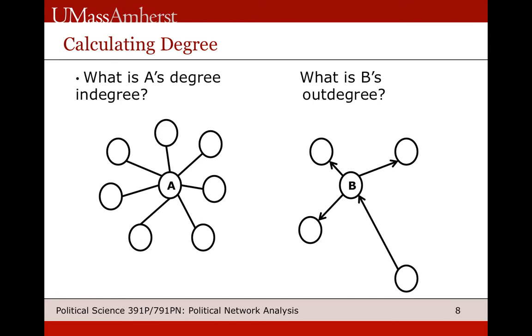Now, for an exercise at home, take a look at these pictures and think for a second: what is A's degree? And also, what is B's out degree? Are these things you can calculate easily? So you probably very quickly were able to figure out that A's degree is 7 and B's out degree is 3, because the fourth node that is connected to B is in fact an in degree and not an out degree. So it is not an outgoing link but an incoming link.